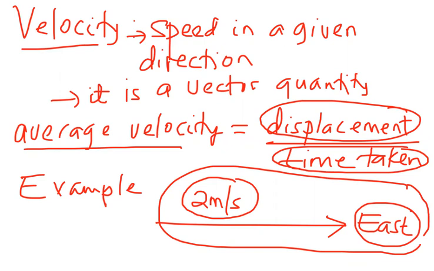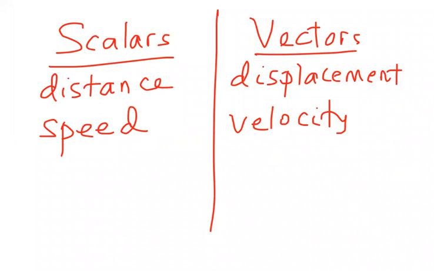Now let's look at a summary. We have looked at distance, speed, displacement, and velocity. We see that distance and speed are scalar quantities. I can fully describe these quantities by magnitude only. I don't need a direction for distance and speed. Once I tell you distance, that's a full description of a distance. For speed, I just have to tell you how fast I'm moving.